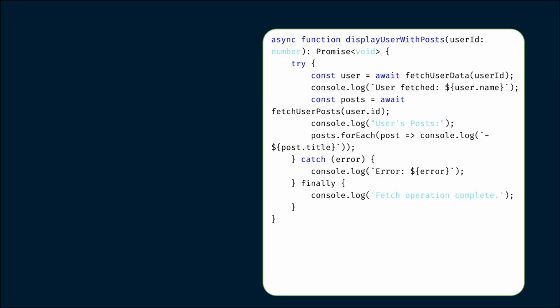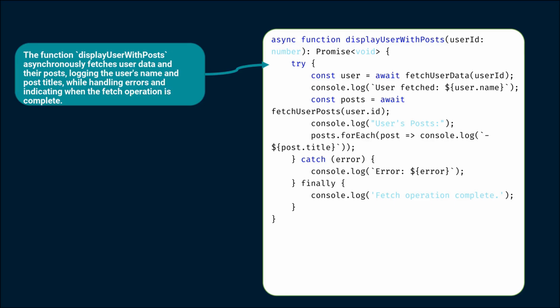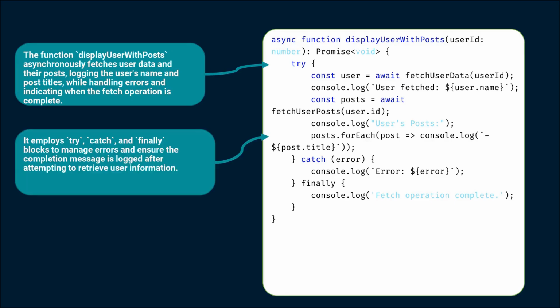Now let's implement the following async function to display user information along with their posts. This function is defined using the async keyword, which allows us to use await within its body, making it easier to work with promises. The function begins with a try block where we use await to pause execution until the promise returned by fetchUserData(userId) resolves. Once the user data is successfully fetched, we log the user's name to the console. We then proceed to fetch the user's posts by calling fetchUserPosts(userId), again using await to ensure that we wait for the promise to resolve before moving forward.